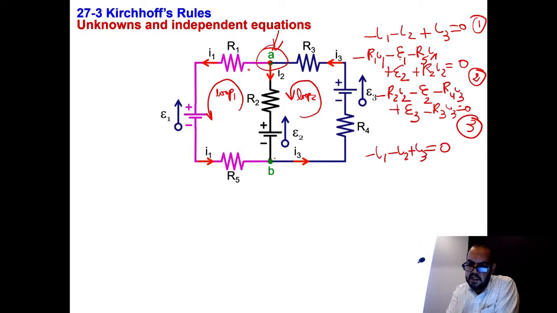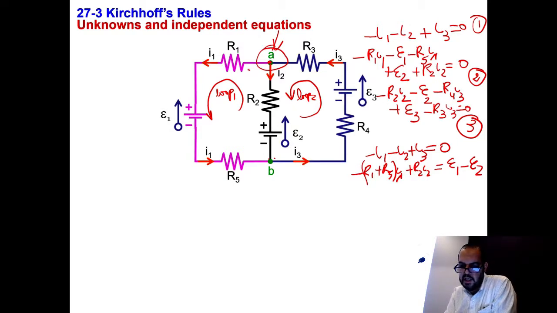I can arrange this equation, so I will make them in the same order. So I have minus R1 plus R5 times I1. Okay, and we have a plus R2 I2, and we don't have I3 in this second equation. Let's take the epsilons on the other side. So this is going to be equal to epsilon 1 minus epsilon 2. This is my second equation. Yes? Okay, now let me rewrite the third equation.